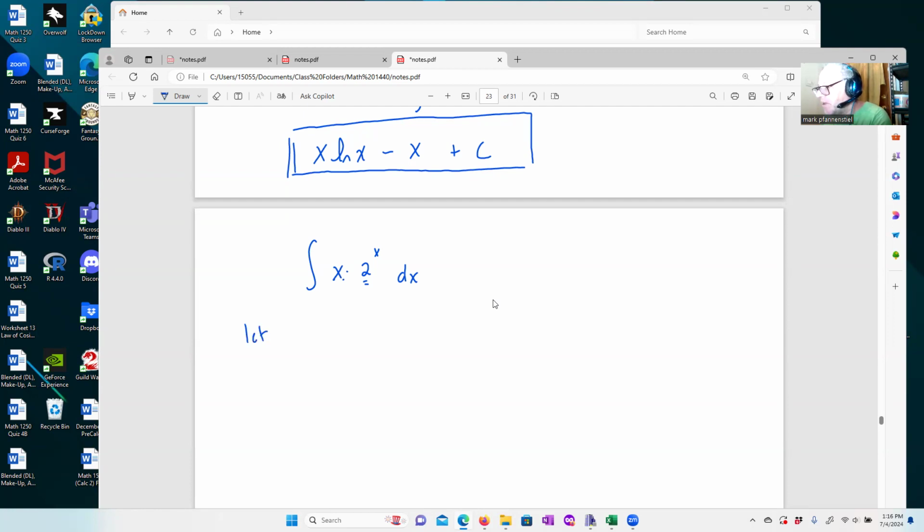Okay, so we're going to let u equal... What's the easiest thing I can find the derivative of?